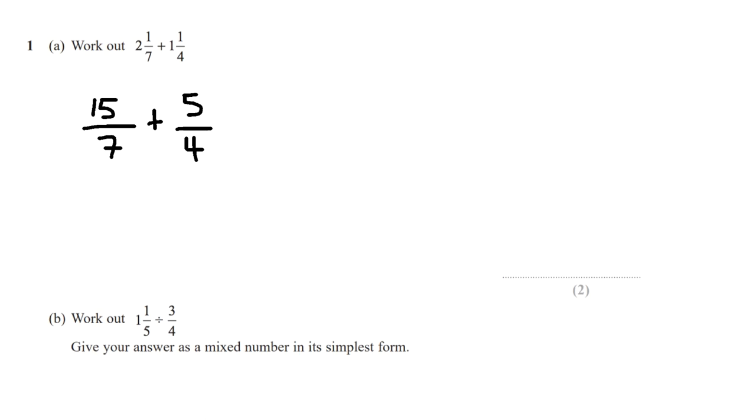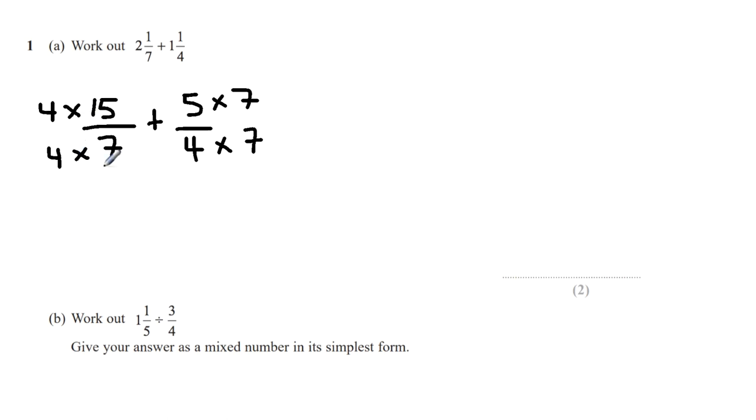When we add fractions, we need to find the common denominator. And the way we can find the common denominator is by multiplying the left fraction, numerator and the denominator, by 4. So 15 times 4 and 7 times 4. I'm going to multiply the right hand numerator and the denominator by 7. So 5 times 7 and 4 times 7.